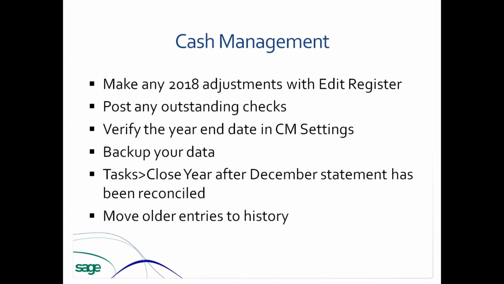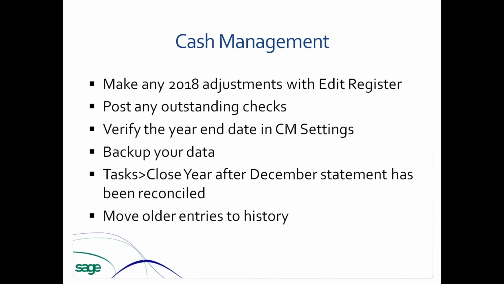Right, cash management, same thing. It doesn't have a close month process, but it does have a close year. So you want to make sure that you have any 2018 adjustments entered and posted with Edit Register. Make sure that there aren't any outstanding checks or adjustments. Again, verify the year-end date in CM settings. Make sure that you're in 2018. Back up your data and then close the year.